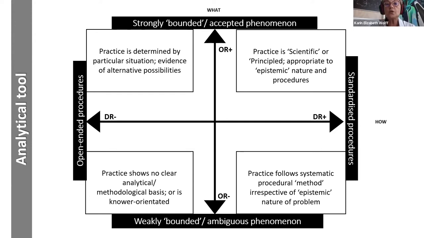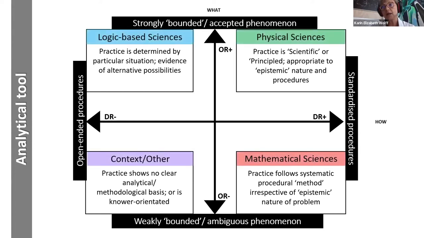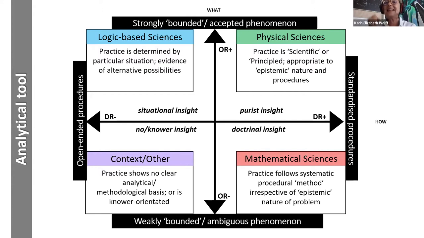Now, each of these quadrants demonstrates a different kind of insight. And those disciplines that I spoke about, that we see as different kinds of disciplines, can also be mapped where the dominant orientation of a particular discipline is in a specific quadrant.